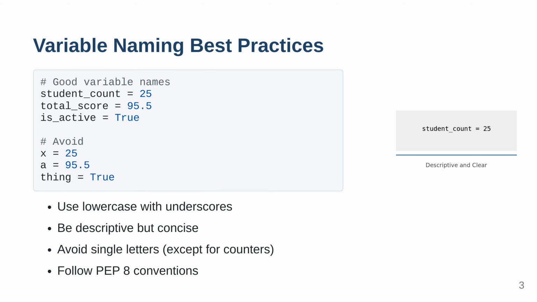Variable naming is crucial for writing maintainable code. Following Python's naming conventions makes your code more readable and professional. The PEP 8 style guide recommends using lowercase letters with underscores for variable names. Choose names that clearly describe what the variable represents. This helps tremendously when reviewing code later or working with others.